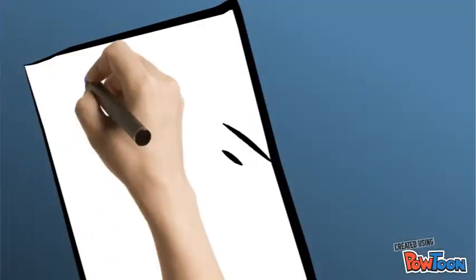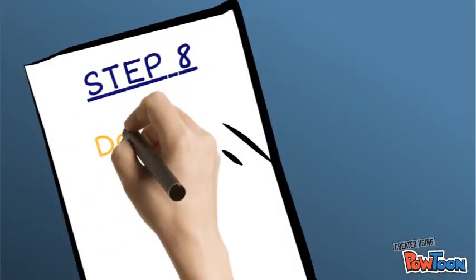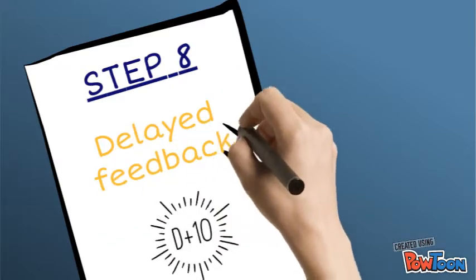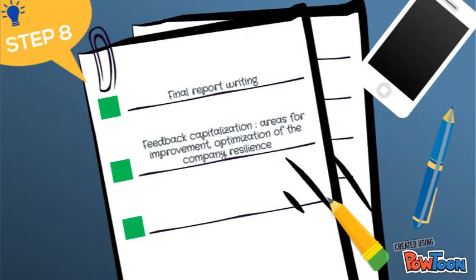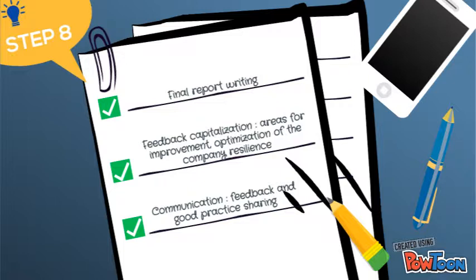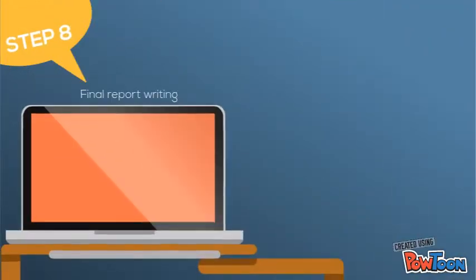Step 8. Delayed feedback. It is held ideally several days after the exercise. The delayed feedback enables stepping away from the past exercise, to extract lessons. The goal is to identify and capitalize on positive points, and suggest improvement priorities on aspects considered negative, in order to improve resilience. A final report is drafted.